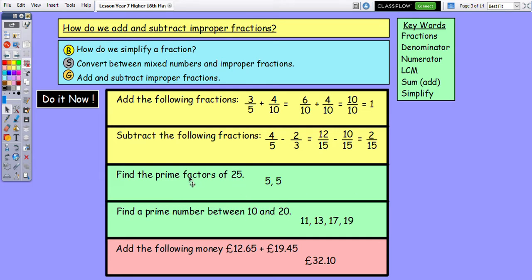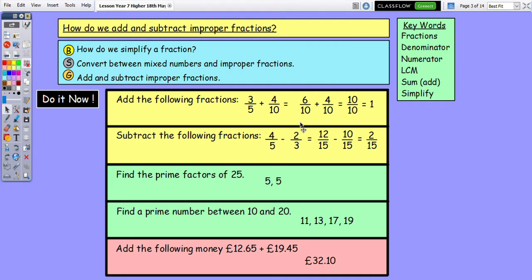These are just general questions. The prime factors of 25 are 5 and 5, because 5 times 5 is 25. Any prime numbers between 10 and 20, hopefully I've got these right: 11, 13, 17 and 19, and just adding those gives you that. Happy days. Moving on. So we've got to be able to add and subtract mixed numbers or improper fractions.